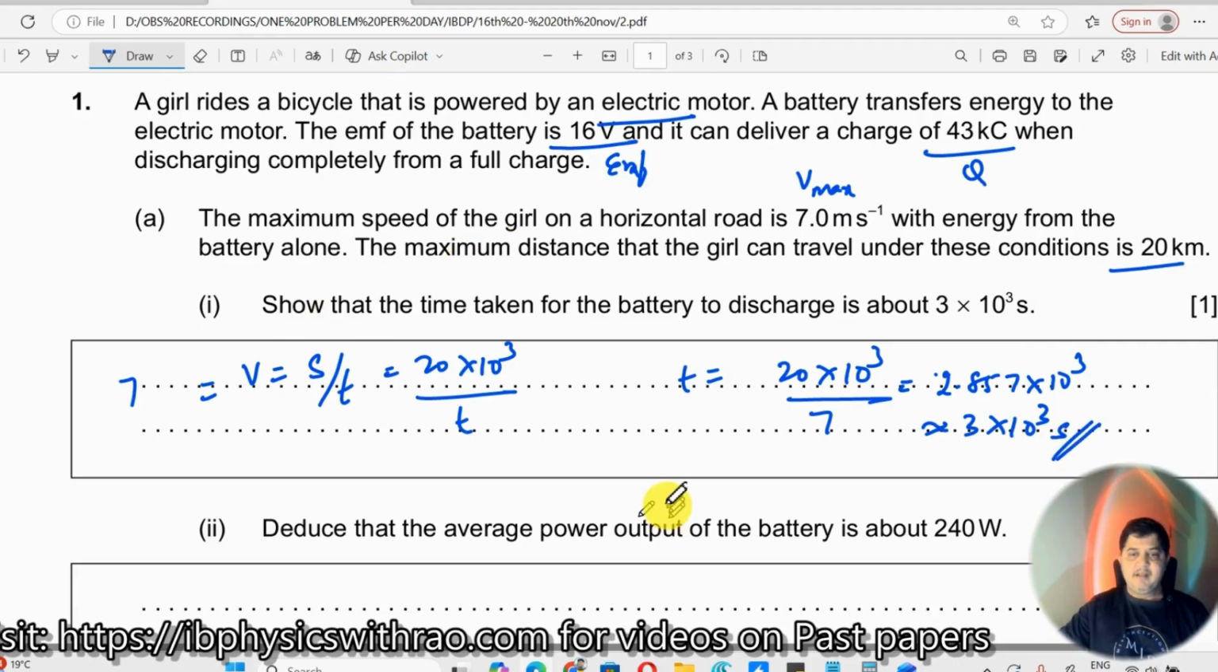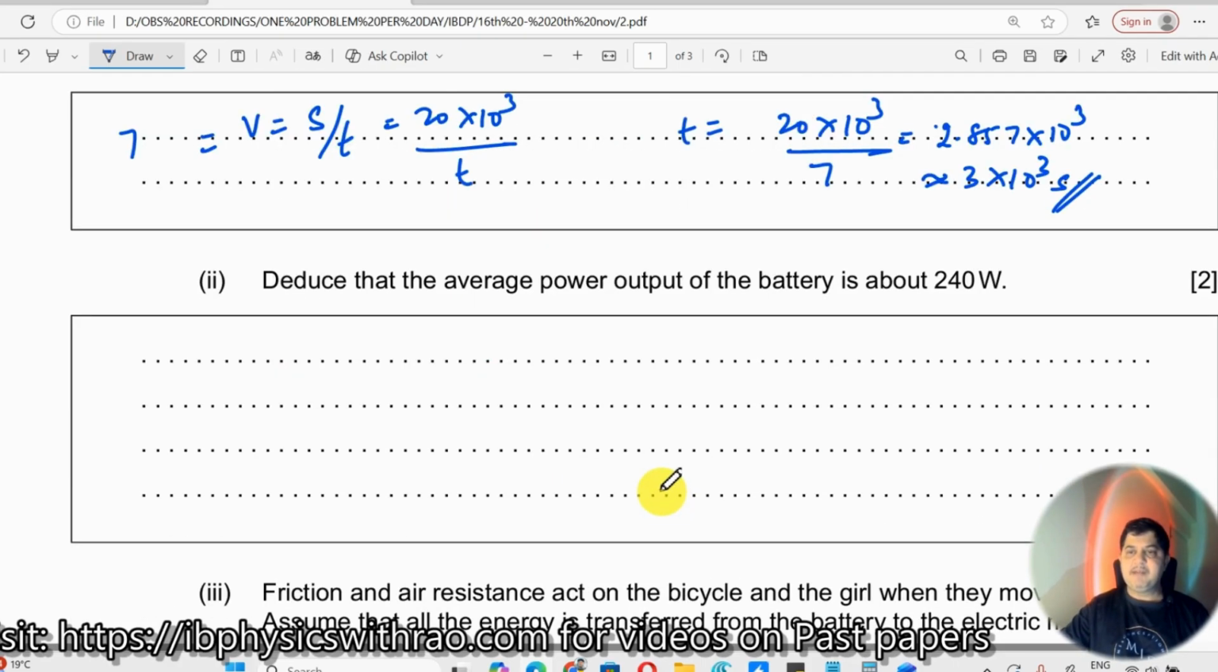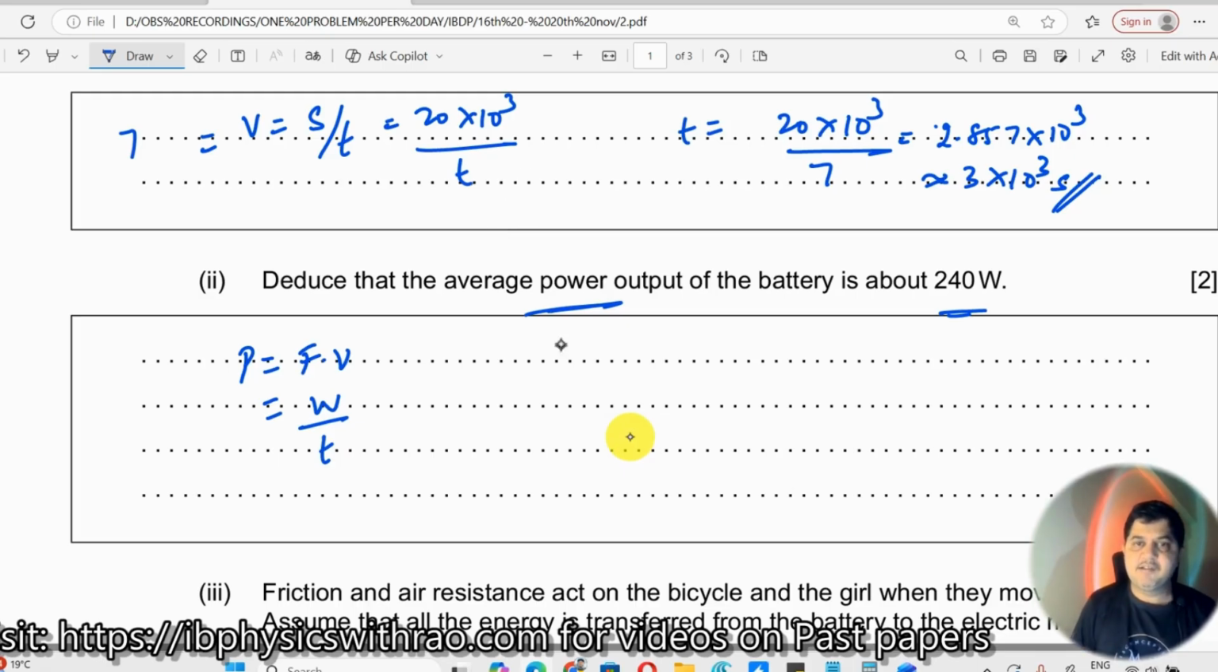Next, deduce that the average power output of the battery is about 240 watts. Average power output. What is power given by? Power is given by force into velocity. You can use it like this, or you can also use work done divided by time taken. Now let us see what can be used here. See, always in IB problems, one thing that we should be clear about is that when we get some value over here, it will be a continuation of this one. This will be used as an input over here.